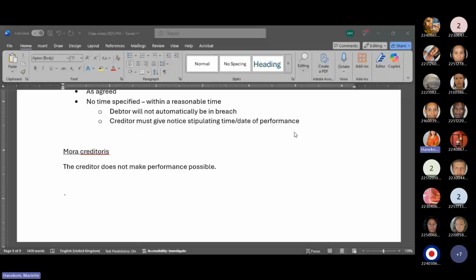Yes, Evelina, your hand is up. Is that a question? Yes, ma'am. I wanted to ask, what if the case is that the individual does not pay?